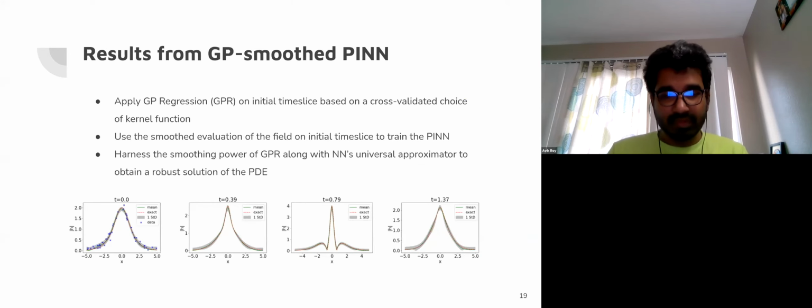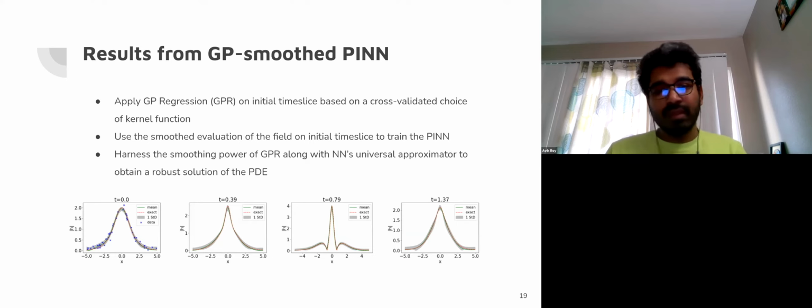And with this kind of choice at hand, we can apply this Gaussian process-based smoothing technique for PINNs, and we can train the network on the smooth version. In order to do that, we used a cross-validation technique to make sure that we are making the right choice for the kernel function. We took a number of different choices for kernels, and we saw which allows us to get the best estimate of the values that we observe on the initial time slice without overfitting them.